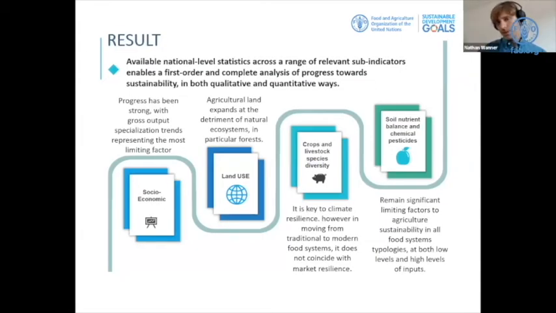So I'd like to just give some general results that can be highlighted after looking at this report, the results that we find are the most important. So the available national level statistics across a range of these sub-indicators enables a first order and complete analysis of progress towards sustainability, both in qualitative and quantitative ways. The qualitative way being with the traffic light approach, which is nonetheless driven with, you know, the categorizations nonetheless come from quantitative differences in terms of looking at changes over time.